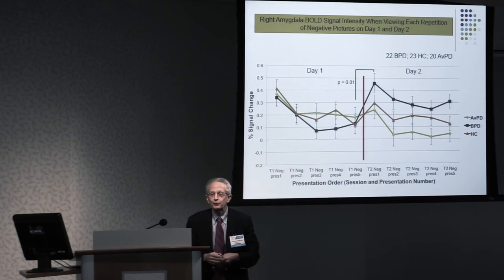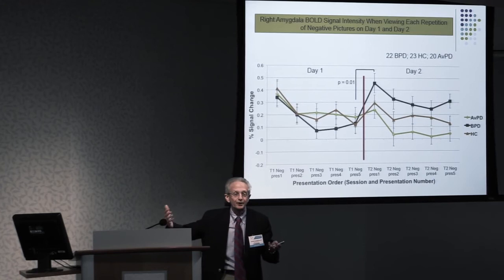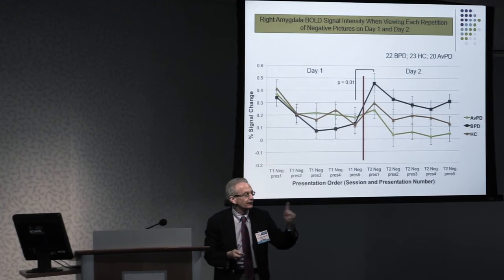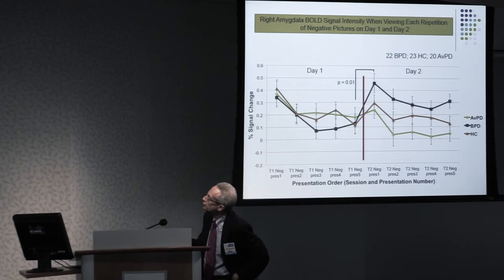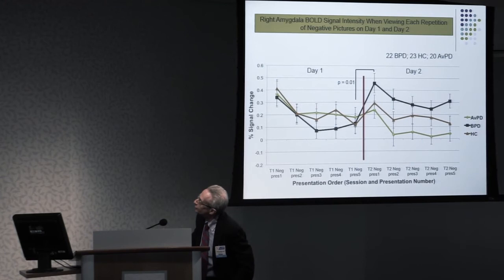And so we decided instead of just showing the picture once as a repeat, let's show it five times and watch what happens for each of the five successive views. And let's bring the people back 3 days later and show them the same pictures and see what's happened to their brains during that interim over 3 days. So this shows the activity in the amygdala on the first viewing, the second viewing, third viewing, fourth viewing, and fifth viewing of the picture on day one. And then this is day two when they came back 3 days later.